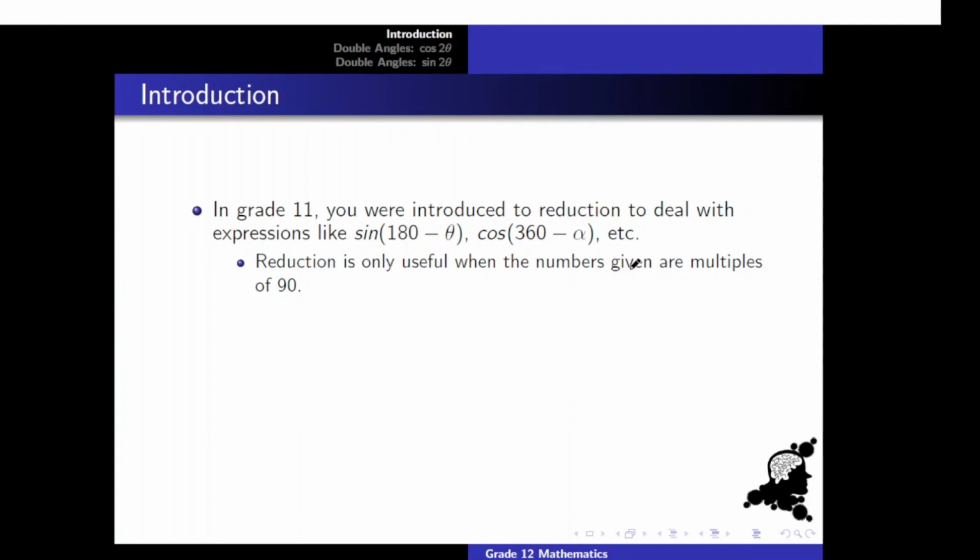We've said that reduction is useful when we're working with numbers which are multiples of 90 degrees. For example, 180 degrees, that's a multiple of 90. 360 degrees, that's a multiple of 90. If you have something like cos of, let's say, 45 degrees minus x, if you've watched the video on the compound angle identities, you would know that we can expand this. We cannot use reduction here, but instead we could say this is cos of 45 degrees, cos of x plus sine of 45 degrees, sine of x.